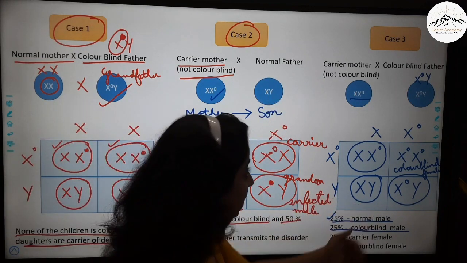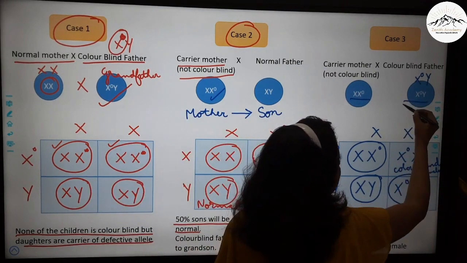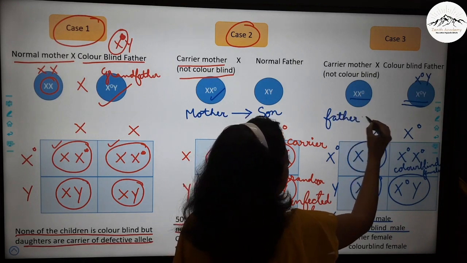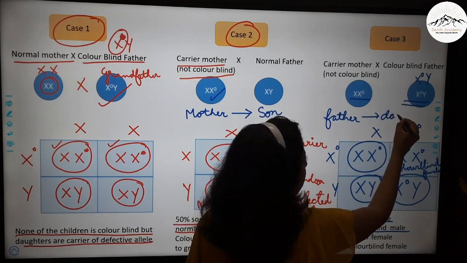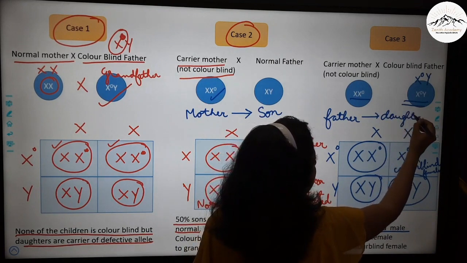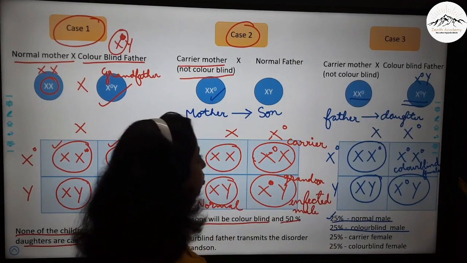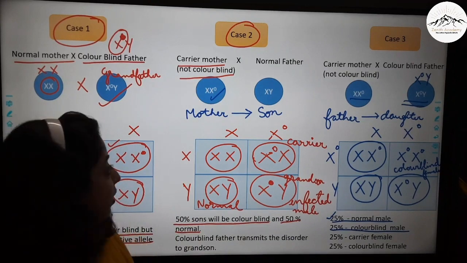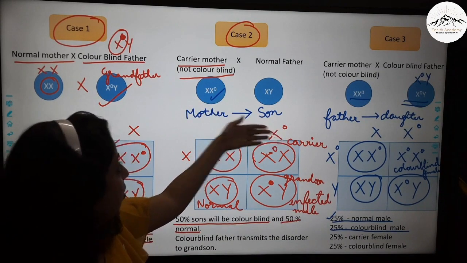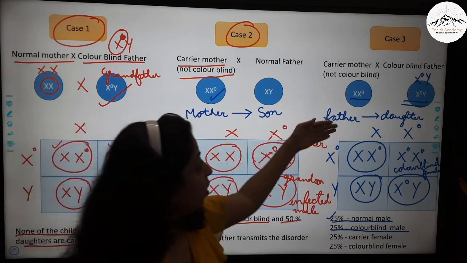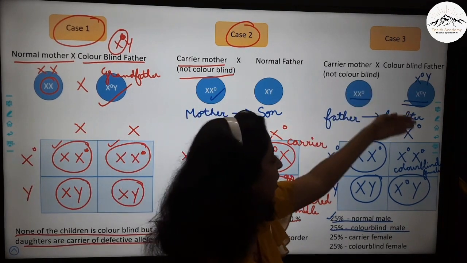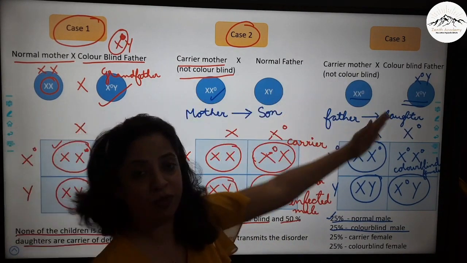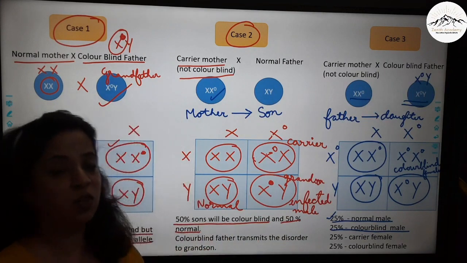Okay, now in this case a colorblind father is giving it to the daughter through a carrier mother. So this type of inheritance is also known as crisscross inheritance, because here the carrier mother is giving it to the son. Here the colorblind father is making the daughter colorblind through a carrier mother. So female to male and male to female. That is why it is also known as crisscross inheritance.